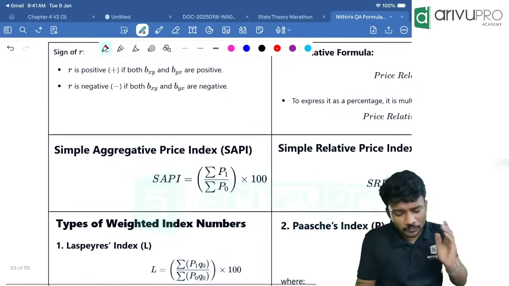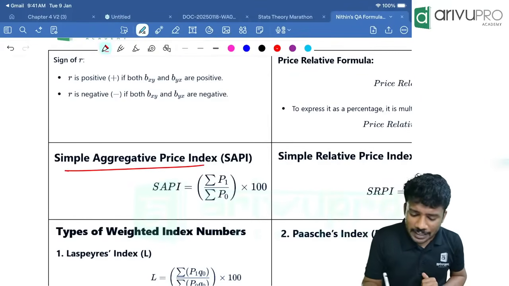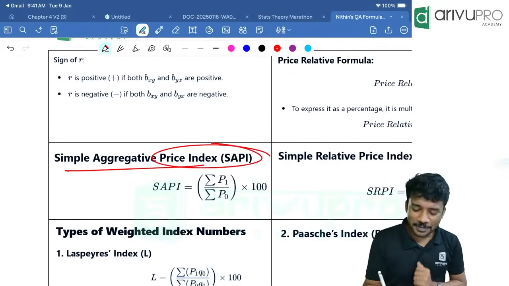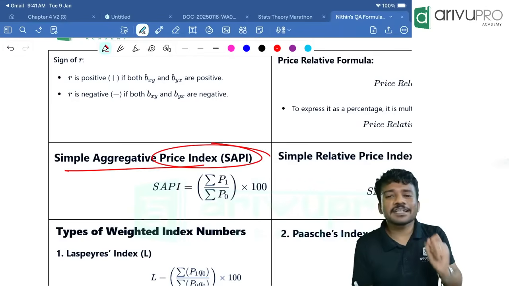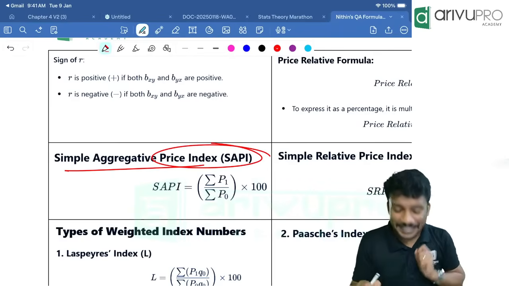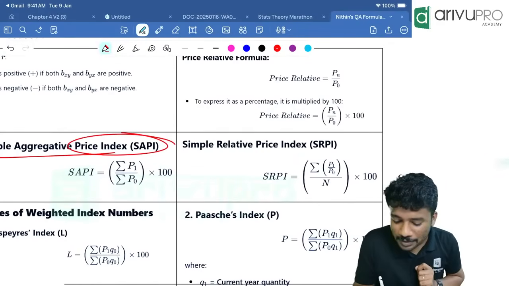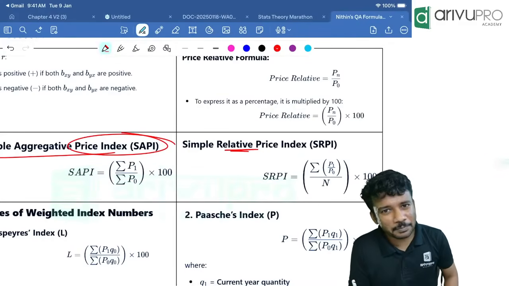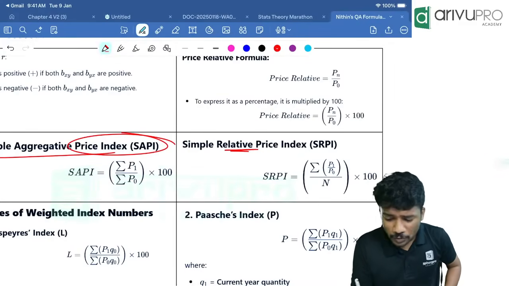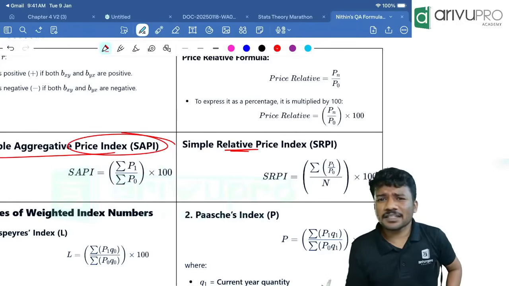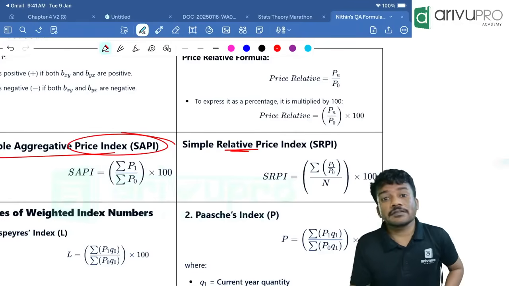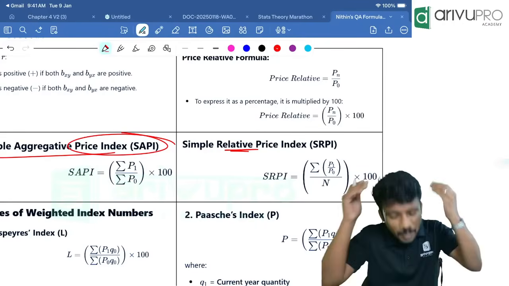Then first one from the last chapter, simple aggregative price index, people. That is nothing but SAPI: sigma P1 divided by sigma P0 into 100. Then we have simple relative price index: sigma P1 by P0 divided by n into 100. What is this P1? The P1 is nothing but the price in the current year. Then P0 is what? The price in the base year.